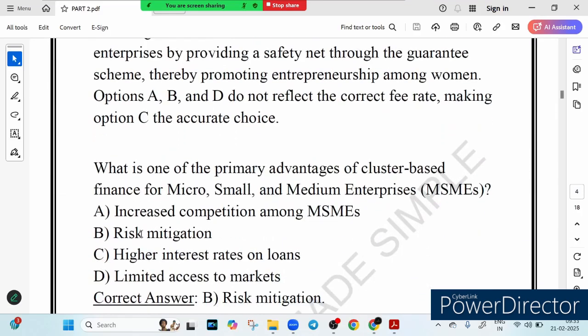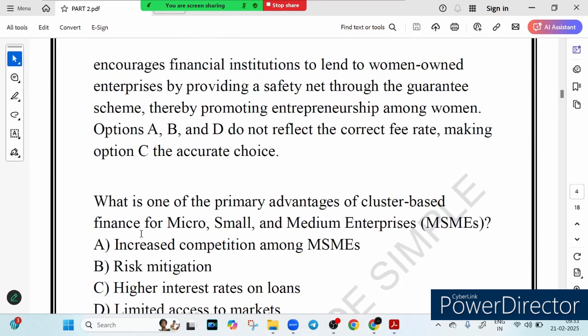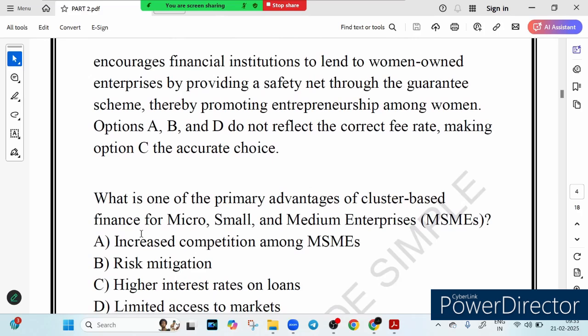Which of the following is the primary advantage of cluster based finance for MSME? What is the primary advantage of cluster based finance for MSME?